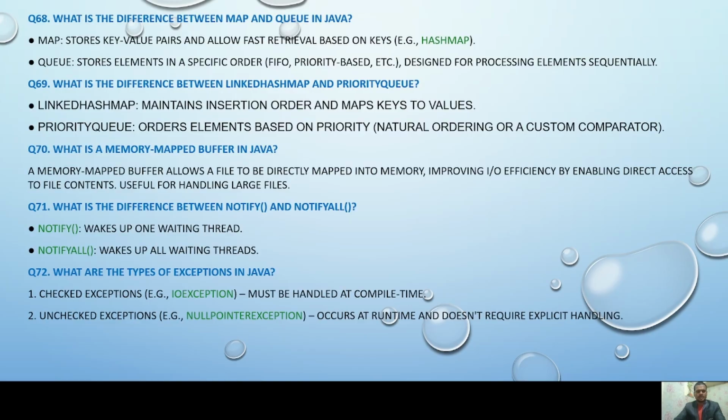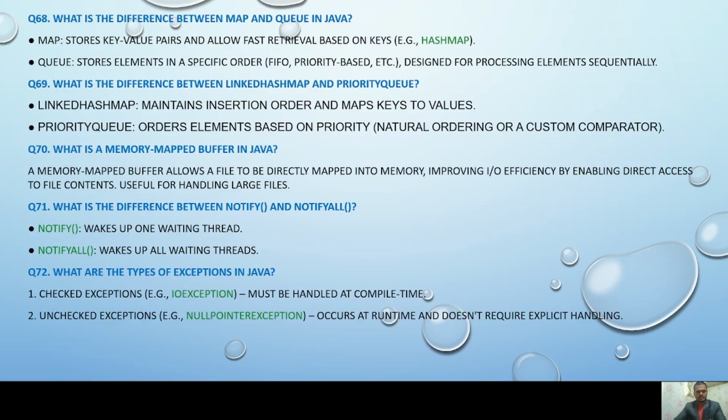Next question. What is a memory mapped buffer in Java? A memory mapped buffer allows a file to be directly mapped into memory, improving I/O efficiency by enabling direct access to file contents, useful for handling large files. Next question. What is the difference between notify and notifyAll? Notify wakes up one waiting thread. NotifyAll wakes up all waiting threads.